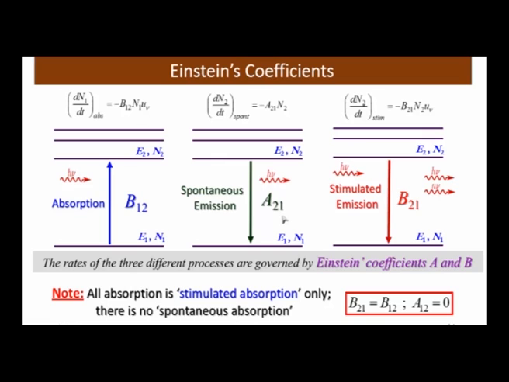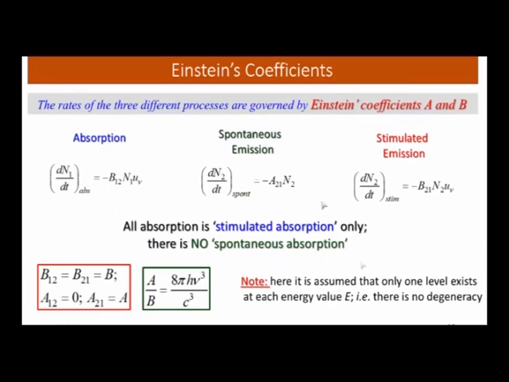So you see that the rates of the three different processes, absorption, spontaneous emission and stimulated emission, are governed by Einstein's coefficients A and B. They actually govern the rate at which it is happening. These equations are not complicated. We have understood it in a step by step manner. How do you get any particular N1 or N2 from such equations? You have to integrate it. Integrating this will give you the actual number, but we will not do that now.